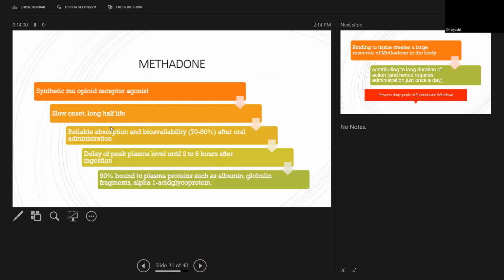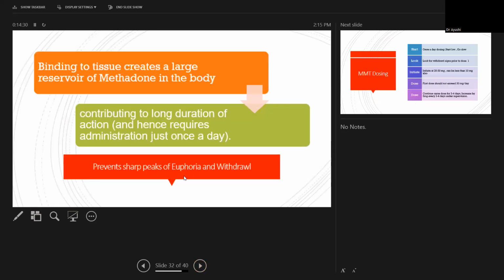Now we come to methadone. It is a synthetic mu opioid receptor agonist, which has a slow onset and long half-life, and reliable absorption; bioavailability is 70 to 80% after oral administration. Peak plasma level is delayed until 2 to 6 hours after ingestion, and it is 90% bound to plasma proteins such as albumin, globulin fragments, alpha-1 acid glycoprotein. Binding to tissue creates a large reservoir of methadone in the body, contributing to a long duration of action, hence it requires administration just once a day.